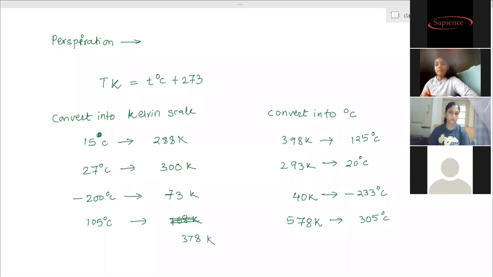Clear? Yes, ma'am. Okay. So that's it in this chapter. Any other doubts in this chapter? Is there any doubt? Any doubts in any of the chapters?